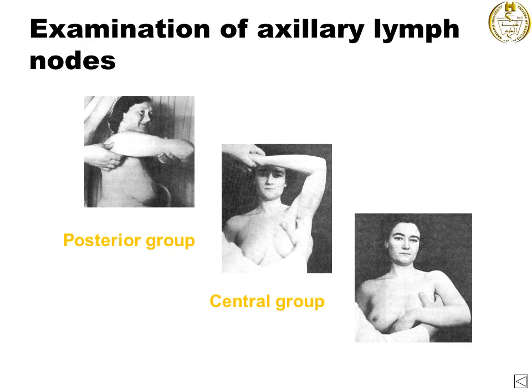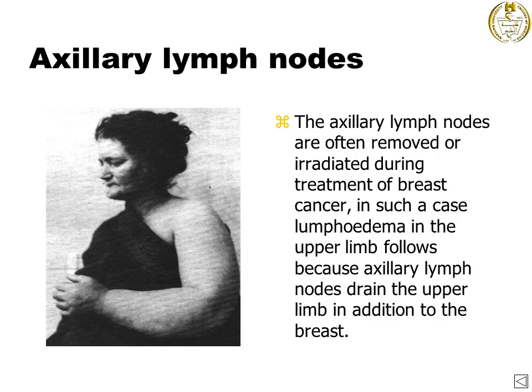Examination of the axillary lymph nodes. These three figures show the posterior group, central group, and pectoral group. The axillary lymph nodes are often removed or irradiated by deep X-ray. In such cases, the lymphatics of the upper limb drain into other lymph nodes in addition to the breast.